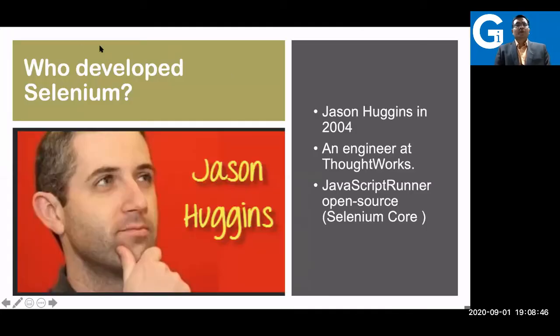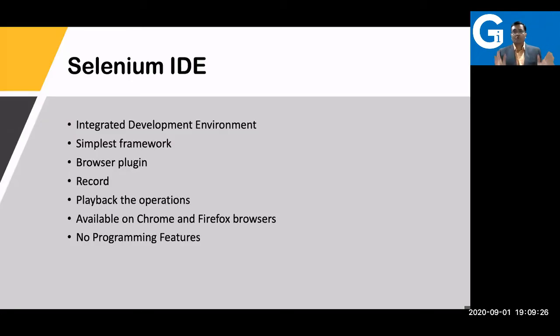Now, who is the person behind this? Obviously, we should know at least the person who developed Selenium. The person who started the development as an open source platform is Jason Huggins in 2004, and he was working as an engineer at ThoughtWorks. Firstly, the name was not Selenium. It was just a Selenium core component, and the name was JavaScript Runner. But then gradually, obviously, there is a history behind it. I'm not covering the detailed history here, but this is the way it started, and it started in 2004 itself.